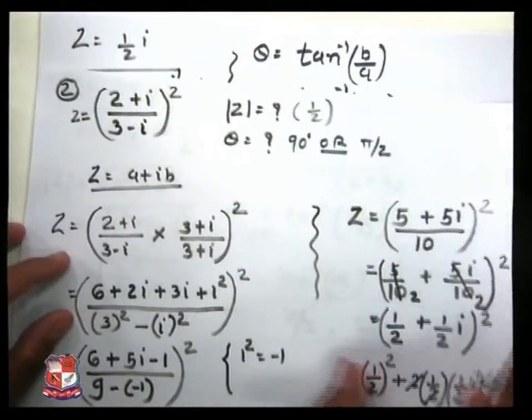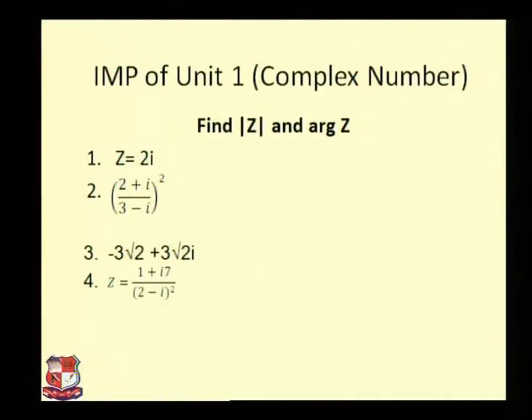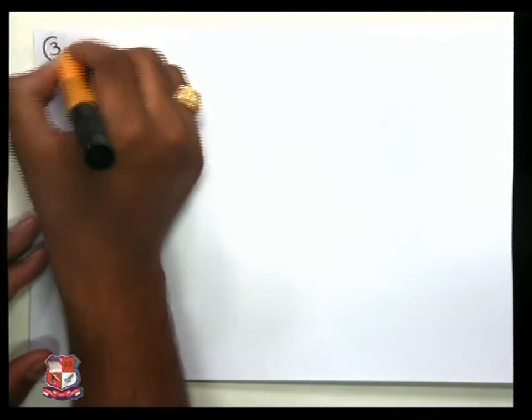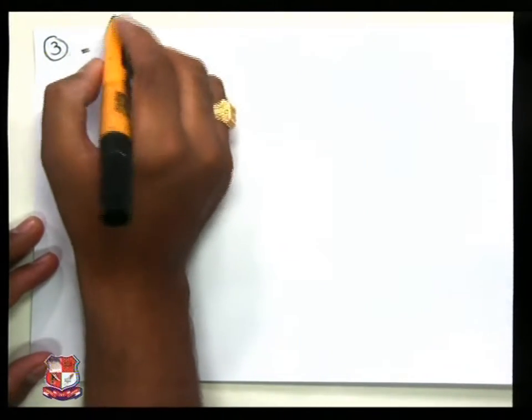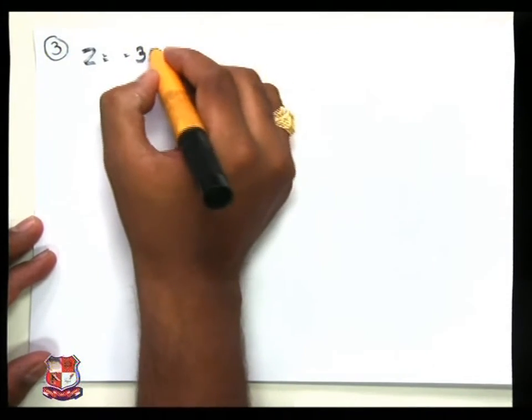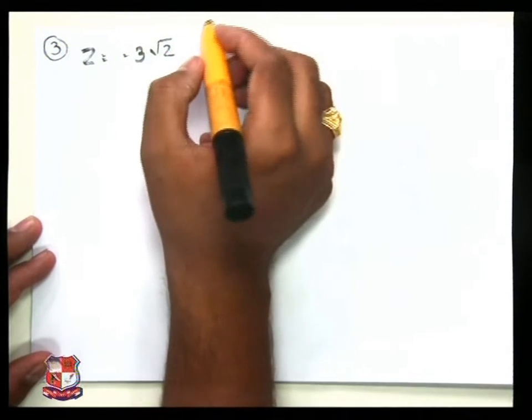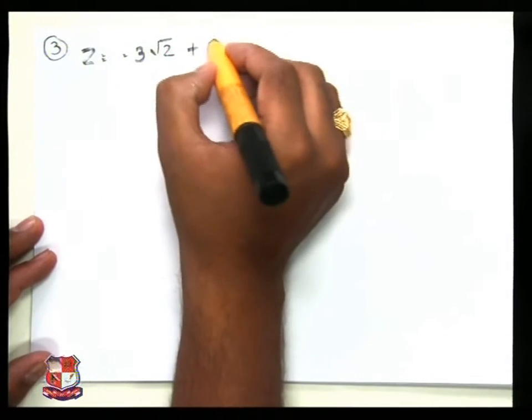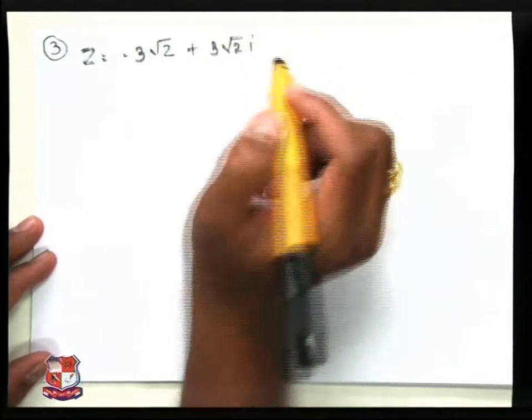Now we move to our next question. Our next question is minus 3 under root 2 plus 3 under root 2 I. Now we want to find out our value. So write down our question: third number, minus z is equal to minus 3 under root 2 plus 3 under root 2 I.